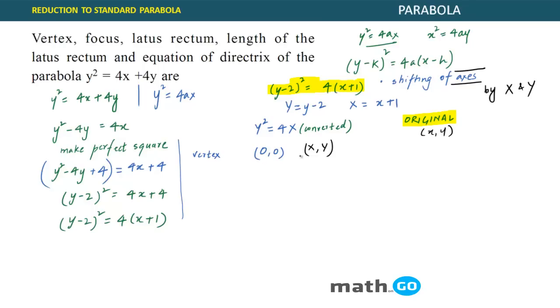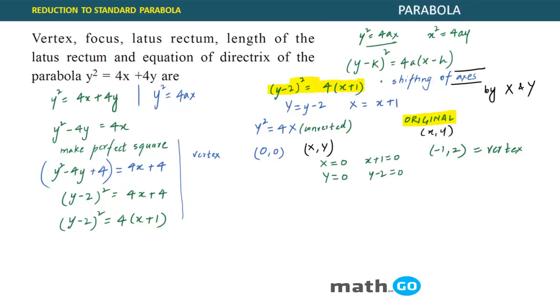So this means for this particular case that capital X is equal to 0 and capital Y is equal to 0. So now put the value of capital X. This becomes x plus 1 equal to 0 and y minus 2 is equal to 0. And if you solve this, the value becomes minus 1 comma 2. So this is the vertex of the question that you have been given. Understood? Let us take another case.